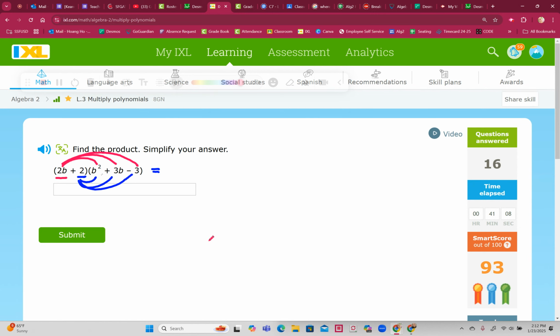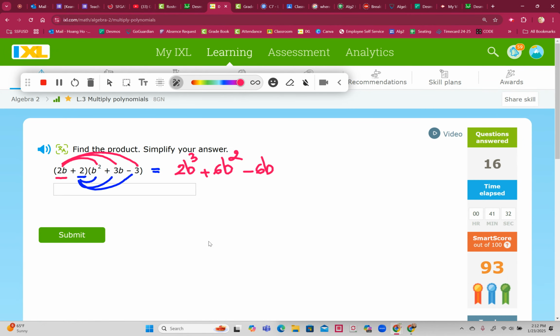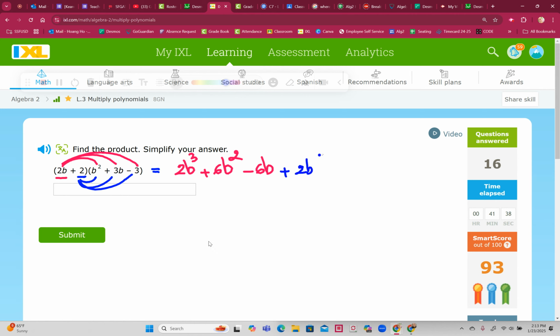2b times b squared becomes 2b cubed. 2b times 3b. 2 times 3 becomes 6. b times b becomes b squared. And then 2b times negative 3. Pay attention. 2 times negative 3 becomes negative 6, and with the b, it becomes b. Now move on to number 2. 2 times b squared is 2b squared. 2 times 3b. 2 times 3 becomes 6, and then with the b. And then 2 times negative 3, with the negative sign, pay attention, it becomes negative 6.